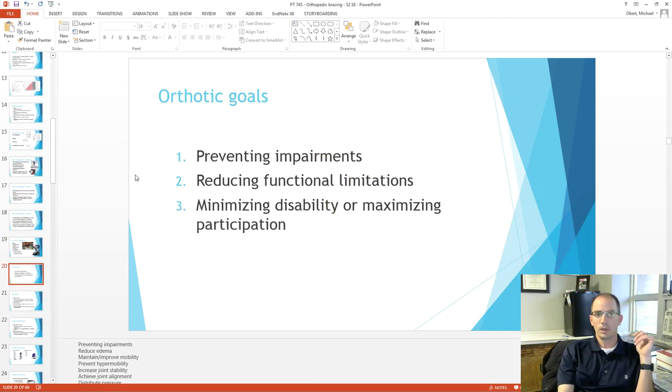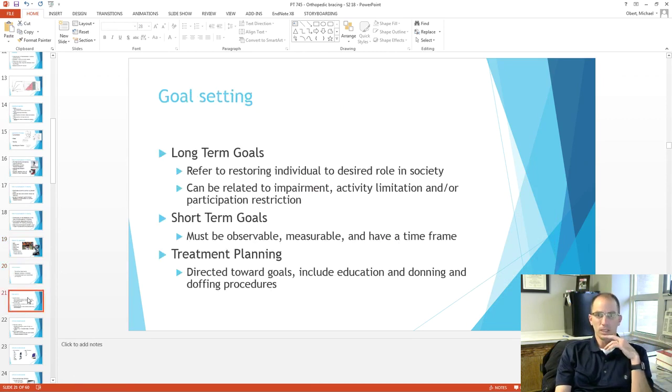So our orthotic goals, generally speaking, are preventing impairments, reducing functional limitations, activity limitations, participation restrictions, minimizing disability, and just improving their overall function. We have to keep this in mind when we're prescribing something as well. If I'm making an orthotic for somebody's shoe in the clinic, I'm still writing goals for that. With our long-term goals, we want to emphasize how using this particular brace is going to help them reduce their impairments, activity limitations, participation restrictions, and help them be more functional.